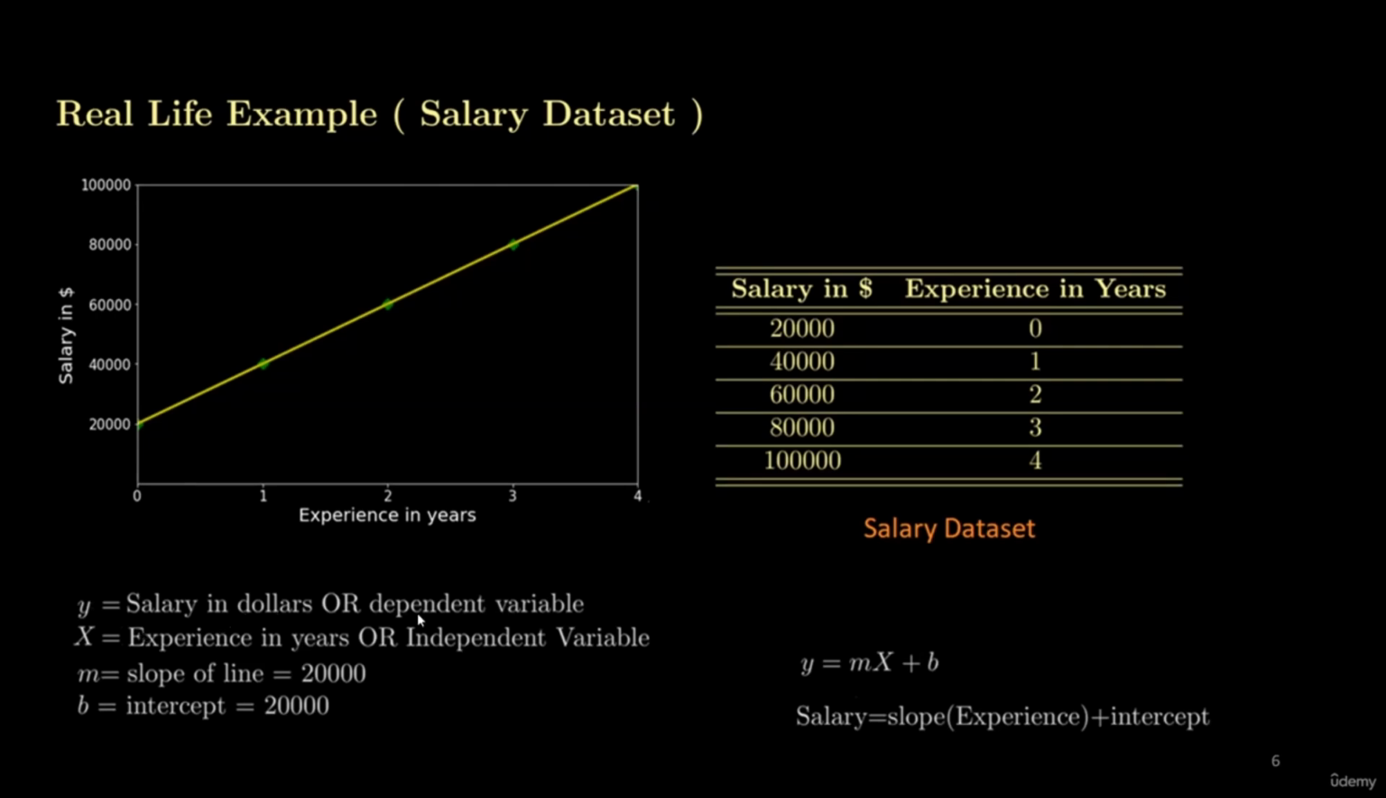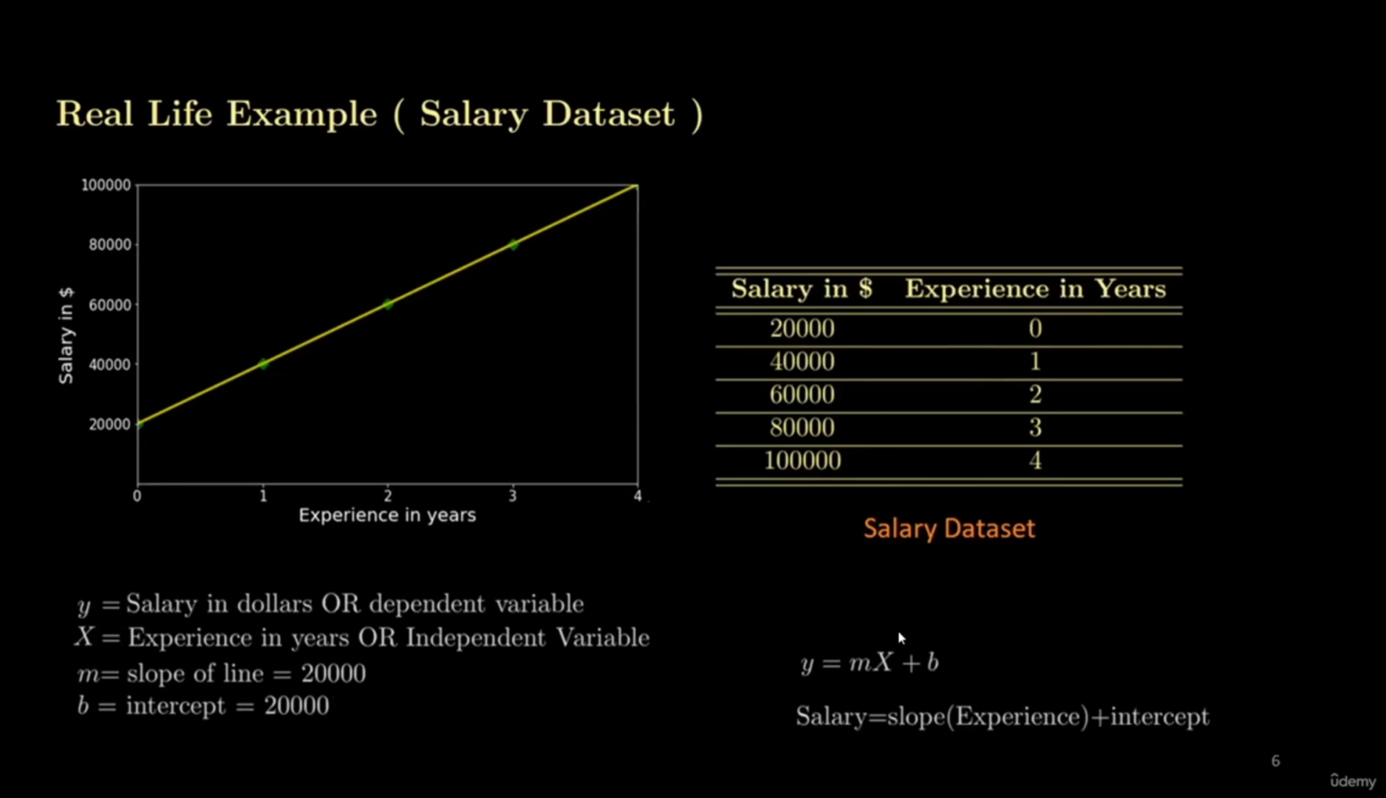The salary in dollars is our dependent variable for this example. Now the slope is 20,000 and the intercept is also 20,000. You can see the intercept is the salary value when the experience is 0, or when the X value, the independent variable, is 0. So you can confirm from here, this is our intercept. Similarly, you can easily find the slope by taking 2 consecutive Y quantities and X quantities. So the slope is also 20,000.